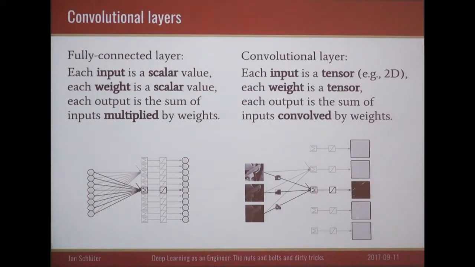And to make a long story short, what people are doing for this kind of data is to use convolutional layers. So instead of having the inputs be scalars that are multiplied by scalar weights, we make the inputs be matrices that are convolved with matrix weights, or higher order tensors. If you have volumetric data, you would use 3D tensors and 3D weights. And then the rest is the same. You sum up all these elements and apply an element-wise nonlinearity, and then you get the output.